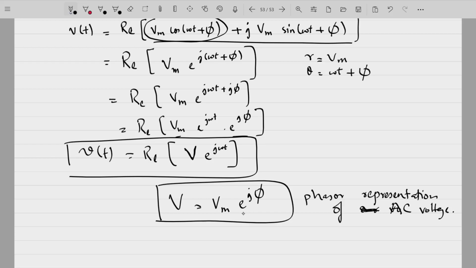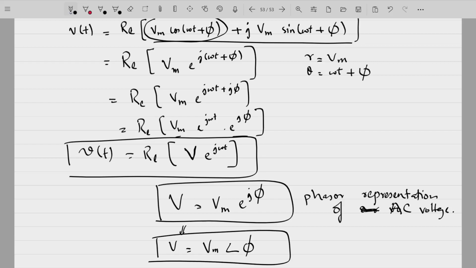Now e raised power j phi is actually a complex number, so you can write it in polar form as well. In polar form it will be simply written as Vm angle phi. So this is the form that we mostly use for representing an AC voltage. Fine. So this is the phasor representation of our AC voltage.